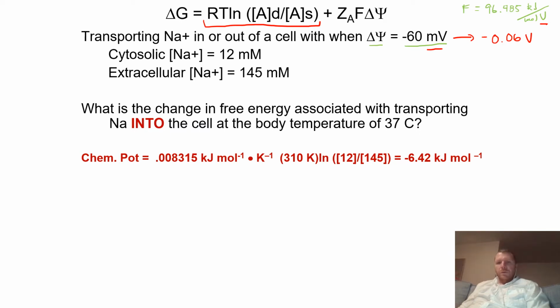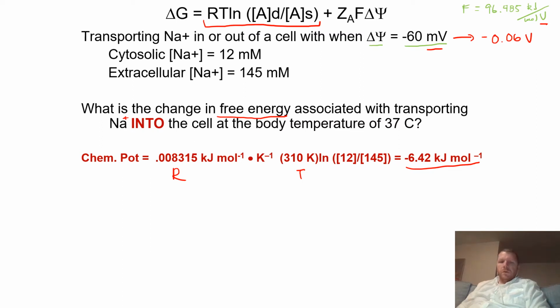well, actually, sorry, my question is, what is the change in free energy associated with transporting sodium plus into the cell at body temperature? So this is asking me about the free energy, but I need to tackle the first part, the chemical potential, and then go on to talk about the electrical potential so that I can solve for the overall electrochemical potential. So this is my R, T, ln, and then I've got the concentration in my destination divided by the concentration of my source equals negative 6.42 kilojoules per mole.